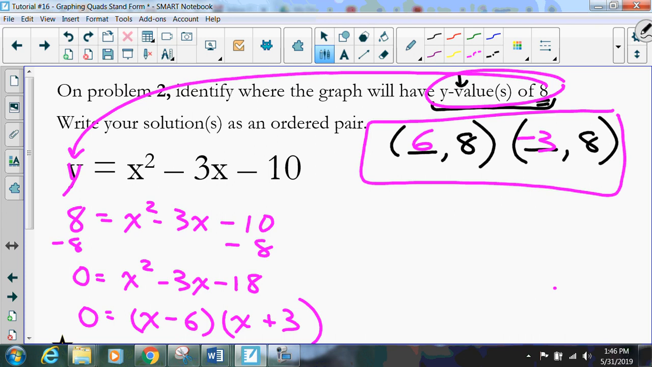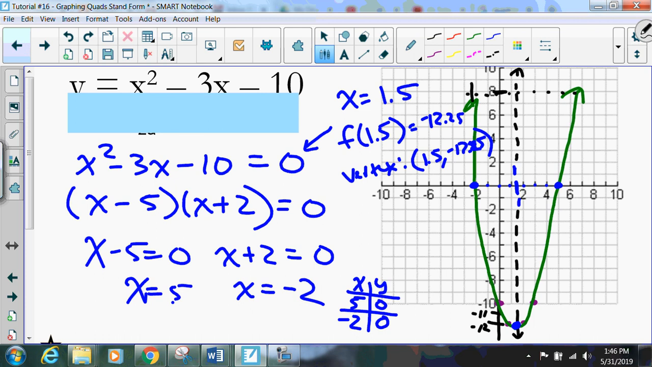So let's see if that's true. At 6 and -3, let's just go back and see if we were even close. So at (6, 8), yeah, I could believe that, right? 6 and 8, we were close. And (-3, 8), okay. So the graph went a little bit wider than we thought. Now that we see this, we can probably draw a better graph. And you know what? Maybe your graph was better. Maybe you could look at your graph and see those too.